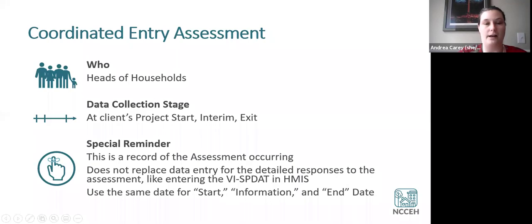A little more information about this data element. So who are we collecting this for? Heads of households only. So just one response for this element per household. And this can be collected whenever it occurs. So the data collection stage that this applies to and that you'll see this data element on are our project starts, our interim, our exits, wherever you're collecting that data.